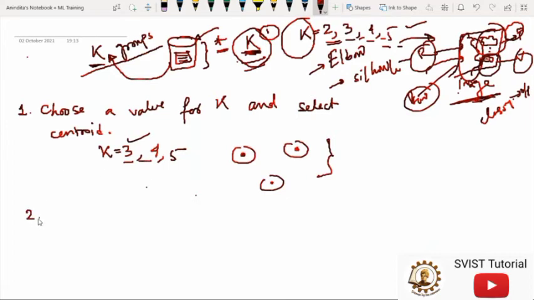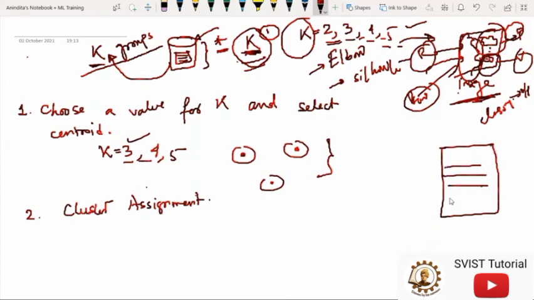Now the second step of this algorithm is known as cluster assignment. What do you mean by cluster assignment? This step involves going through each of the instances and assigning each instance to the cluster centroid closest to it. Say this is your data point. These are the data values you have. So you are picking these 3 points as centroids, right?